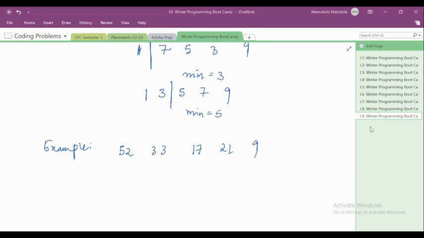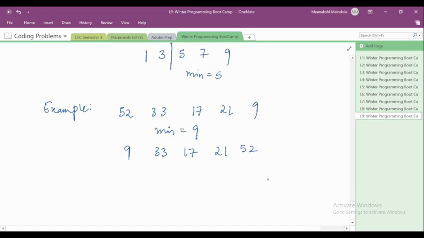Okay, so after the first iteration, when you find out the minimum element, it is going to be 9. So 9 is going to be swapped with the first element of the array, that is the beginning of the array. So 9 comes at the position of 52. The rest of the elements are going to remain the same, while 52 comes at the position of 9, right?